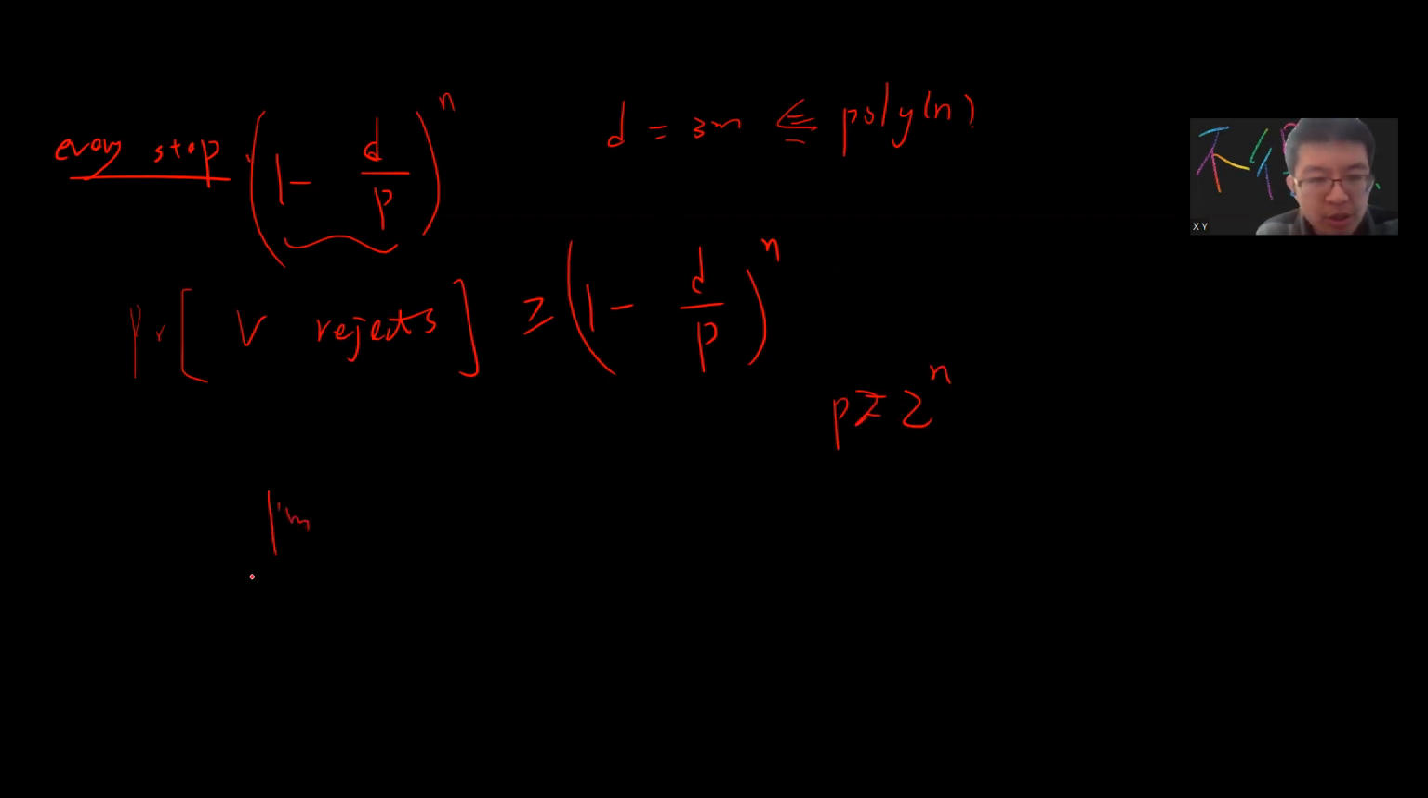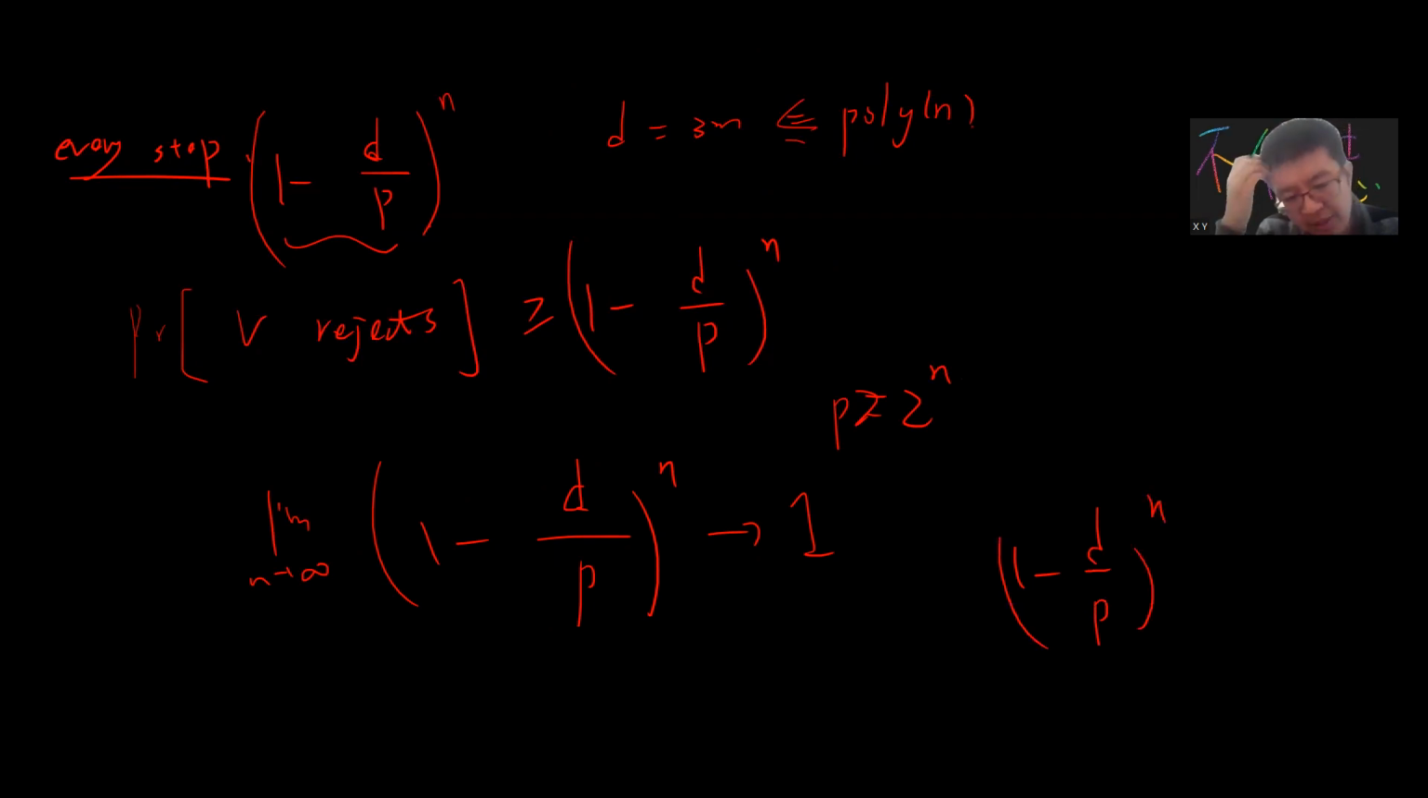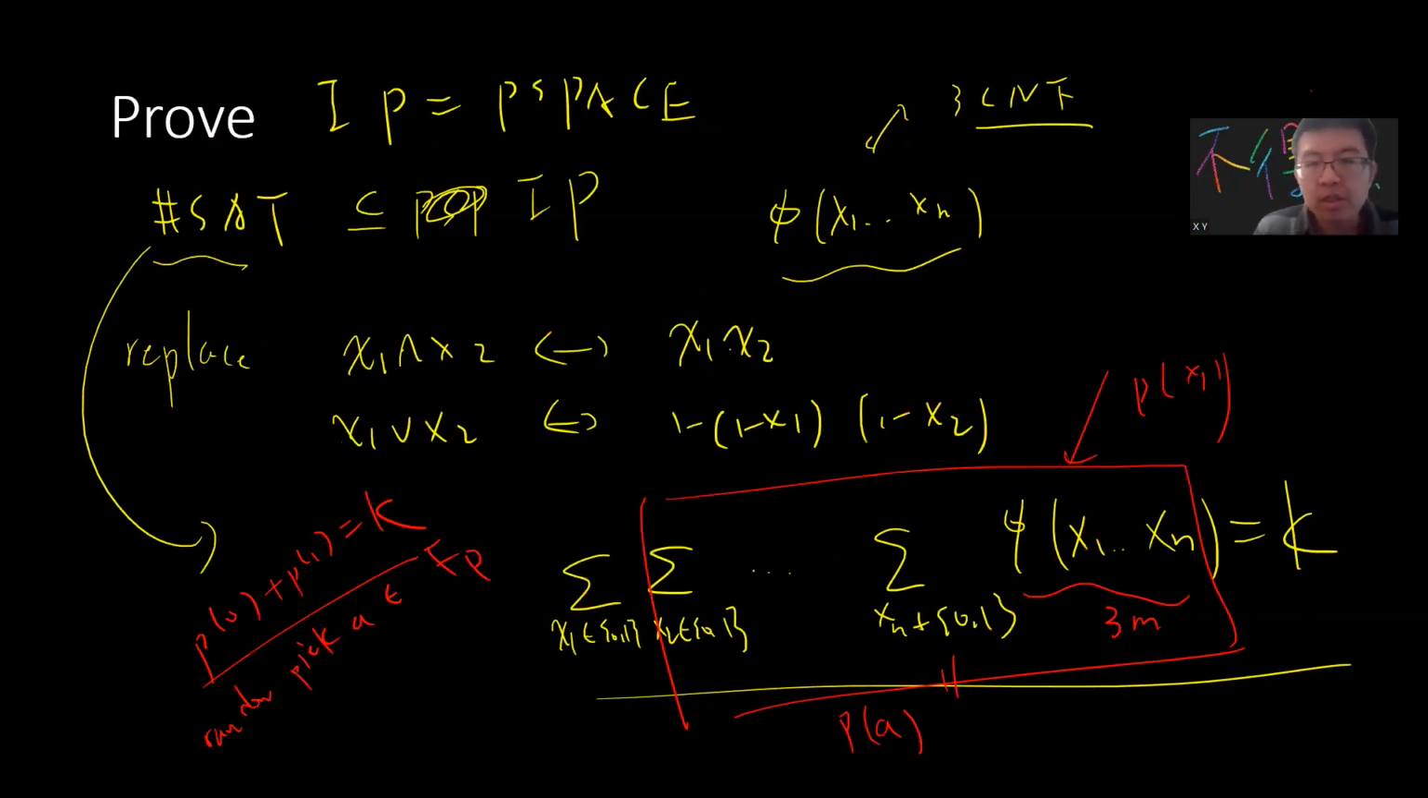So as n goes to infinity, 1 minus d divided by p to the n approaches 1. By calculus, when n is large enough, it will be arbitrarily close to 1, so let's say it can be greater than or equal to 2/3. So this is the proof that #SAT is a subset of IP.